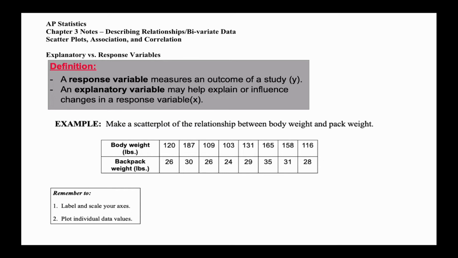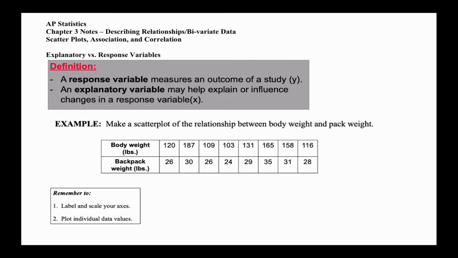Explanatory may help explain or influence changes in a response variable. For example, an explanatory is something they introduce to a population or to a sample. Response is how they reacted, what happens after. Because I did this, how did they respond? So in other words, the explanatory is the x, and the response is the y. That's how those two are related.